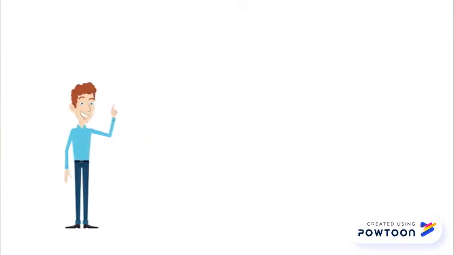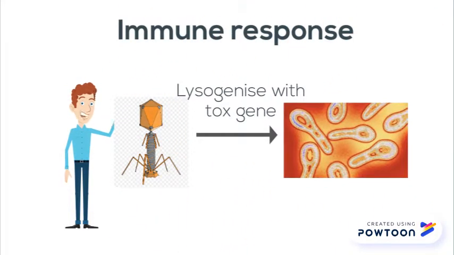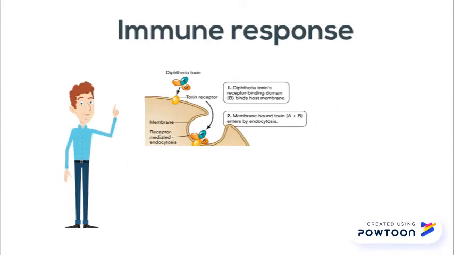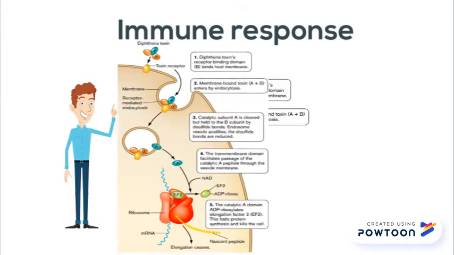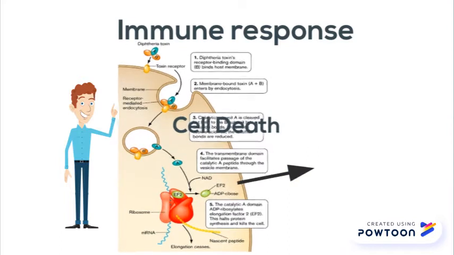The disease is caused by an exotoxin of C. diphtheriae when it is lysogenized by a bacteriophage carrying the tox gene. The exotoxin is an AB toxin and enters the cell by endocytosis. Once in the cell, one of the domains halts protein synthesis, and this leads to cell death.